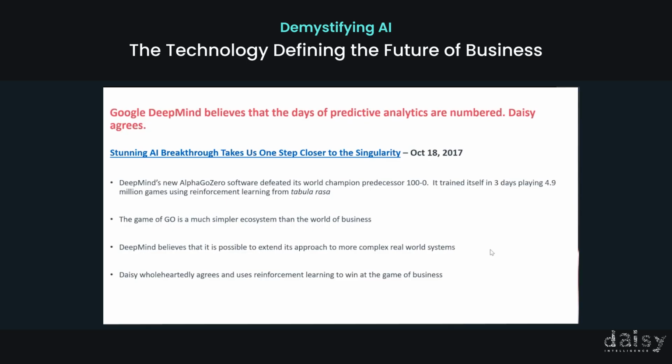The game of Go is a simpler ecosystem than the world of business, as I described in a number of scenarios. But DeepMind at that time in 2017 believed it was possible to extend this approach to more complex real world systems, which is very consistent with the Daisy thinking. And so we've applied this thinking, and wholeheartedly agree with that. We've applied this reinforcement learning to win at the game of business, which is more complex than these examples that DeepMind has.